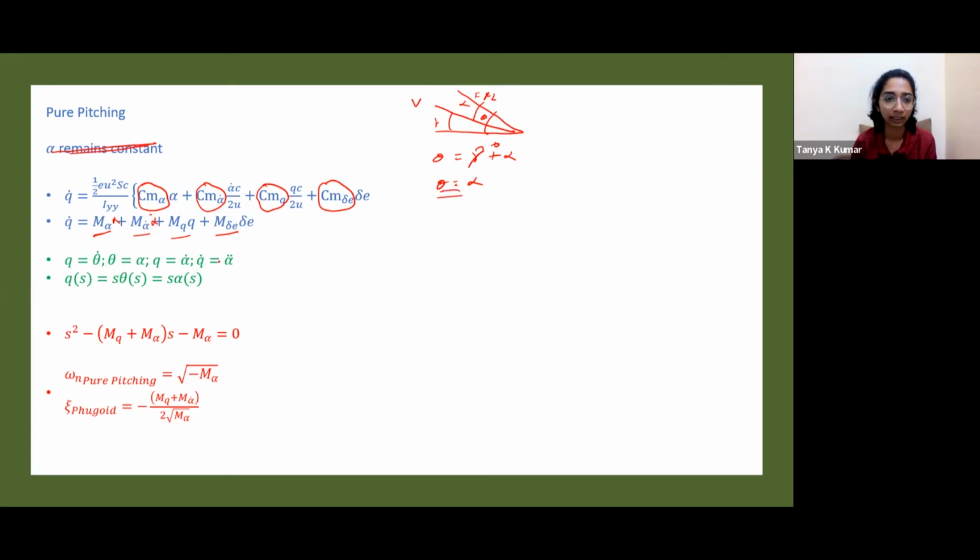We just saw theta is alpha. So pitch rate is nothing but theta dot, which is nothing but alpha dot. Now if you do q dot, it is alpha double dot. When we apply Laplace transform on this, you get q of s as s alpha of s. Now using all of these terms and these approximations, we get the characteristic equation as such. The natural frequency and damping ratio are given as such.